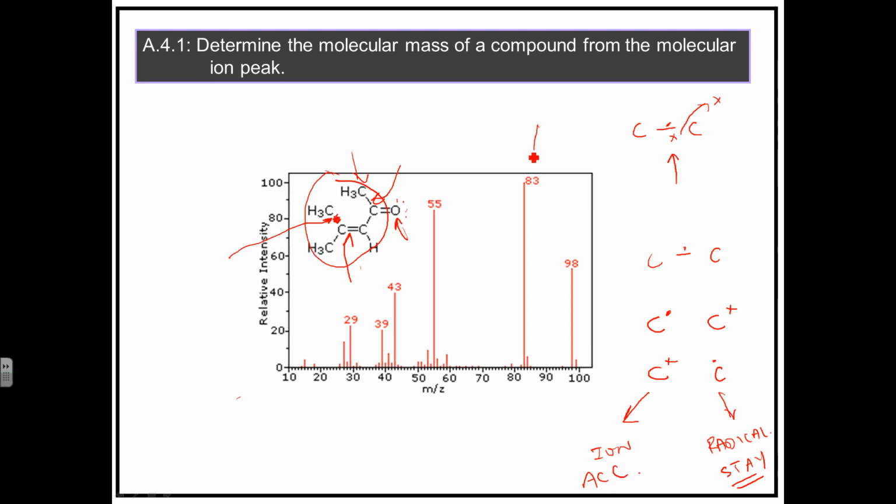So what you can see here in this graph are the peaks for what we call the fragment ions. Okay? With the exception of this one.